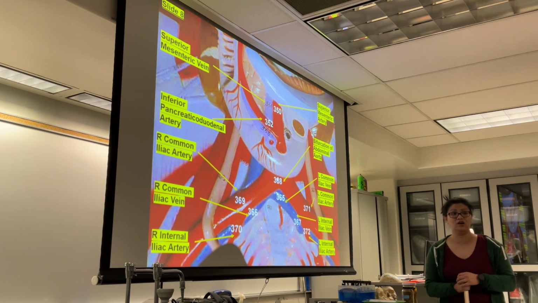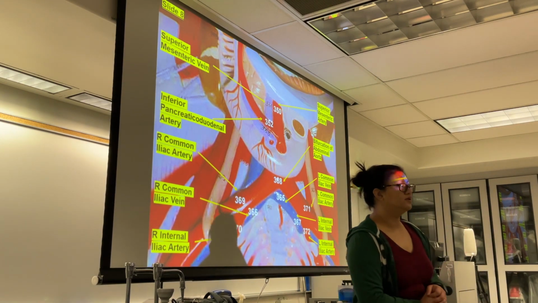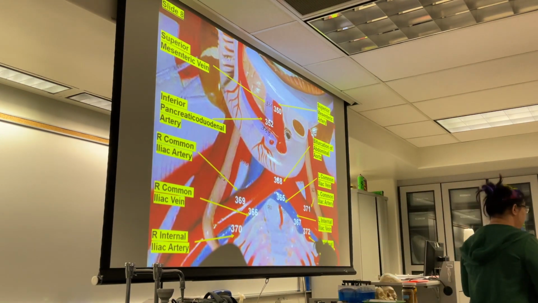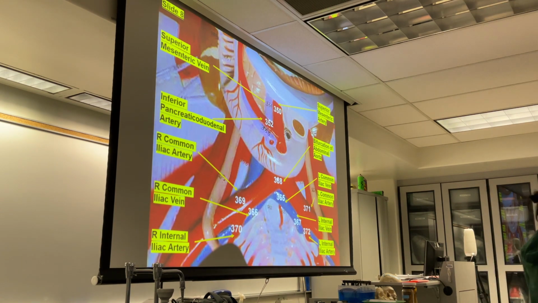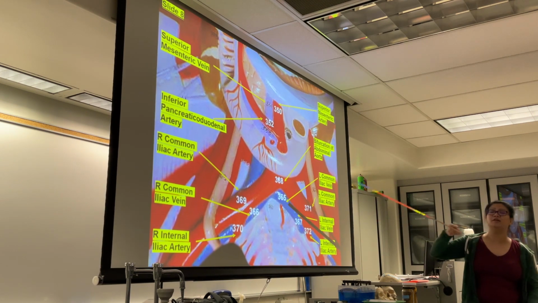Hey, right quick here, everybody. What are the three parts of the small intestine in order? Duodenum, jejunum, ileum. Which part connects to the stomach? Which part connects to the large intestine? Which part is responsible for the majority of absorption and digestion? Jejunum. Okay.